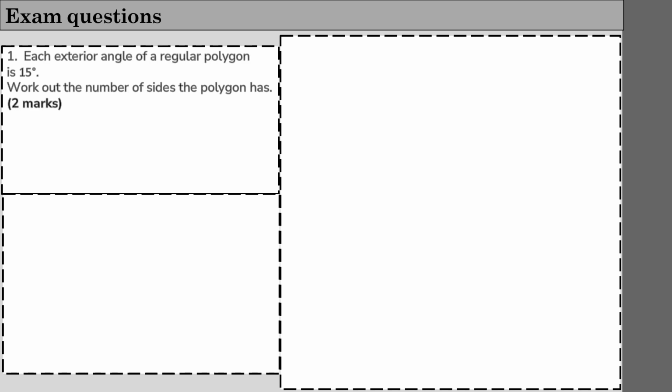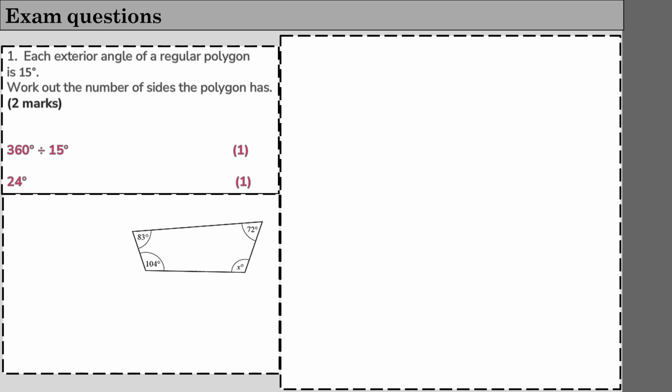Some exam questions for you all to practice. The first question is, each exterior angle of a regular polygon is 15 degrees. Work out the number of sides the polygon has. It's a 2 marker. It means I'm looking for the workout and the answer. So the answer will be like this. You can always pause the video and try it by yourself.